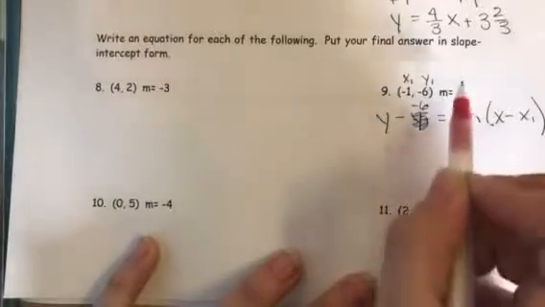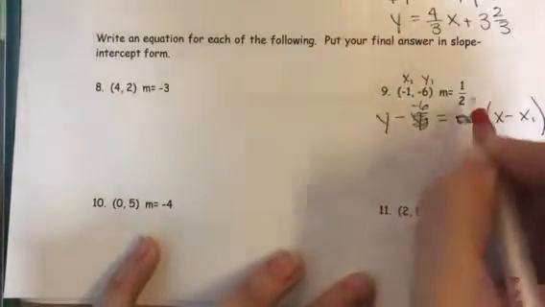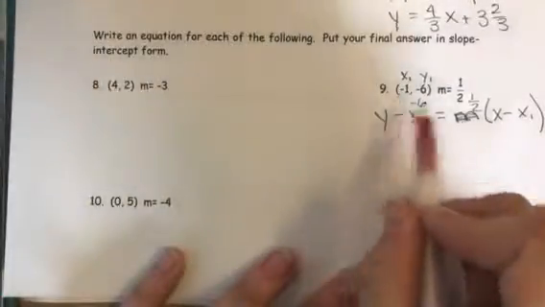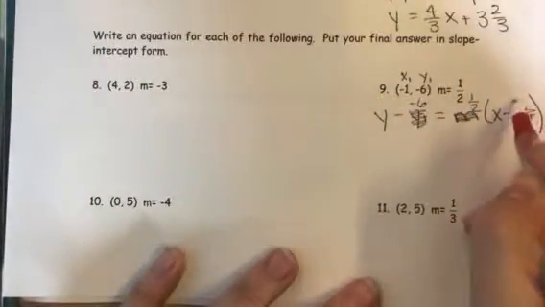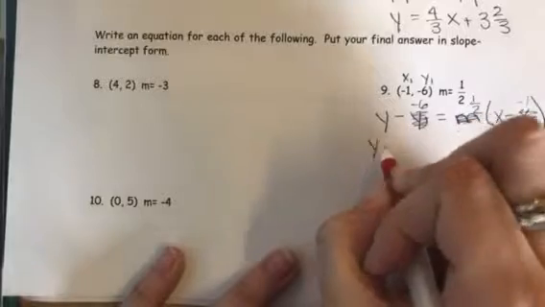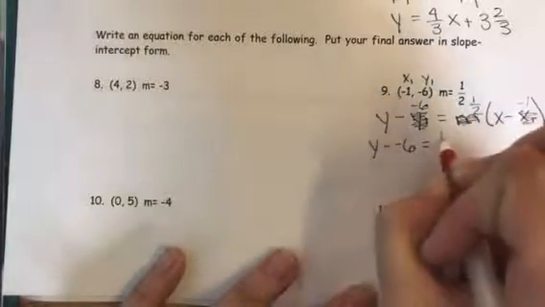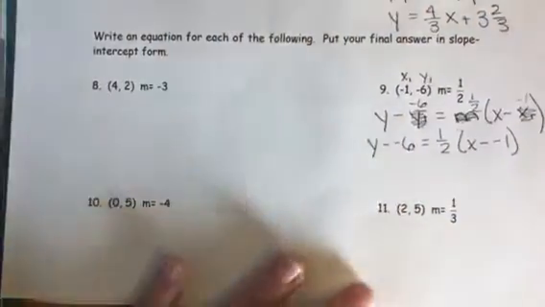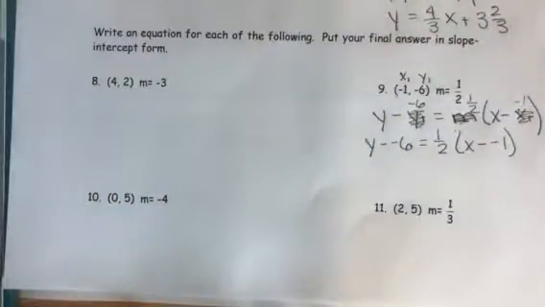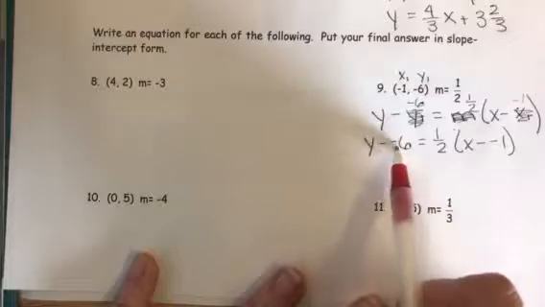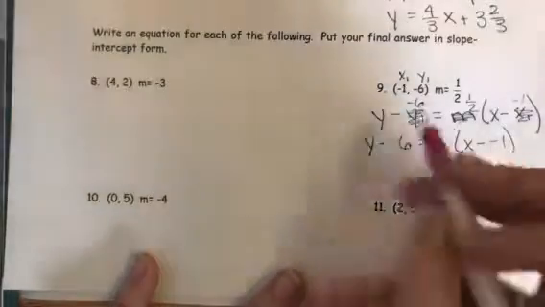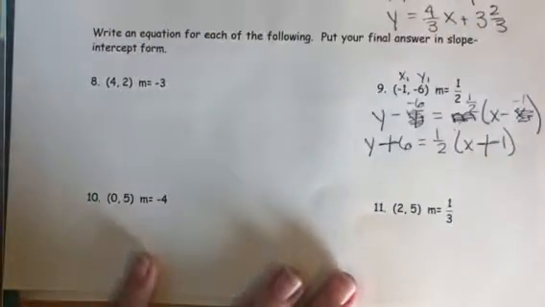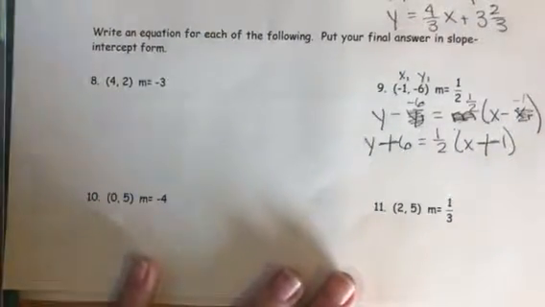We are going to replace m with 1/2. So this is going away, and in its place we're putting 1/2. And x sub 1 we are going to replace with negative 1. So now we really have y minus negative 6 equals 1/2 times x minus negative 1. Then as always, if we have the double negative happening, we're subtracting a negative, we're going to turn that into addition. And then we're going to start solving.